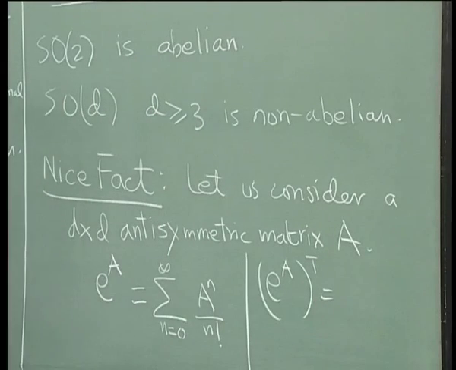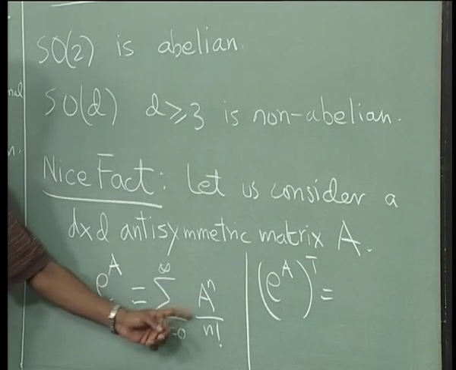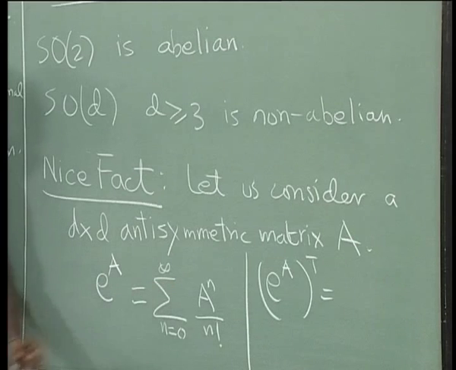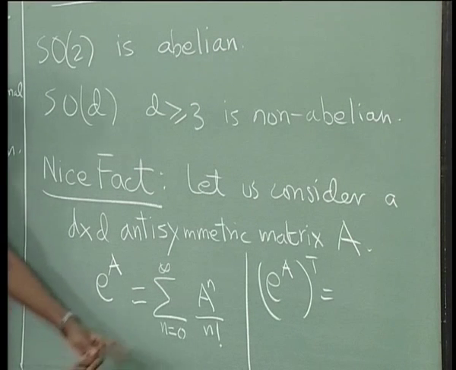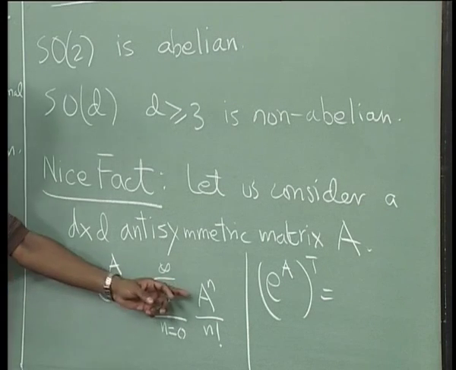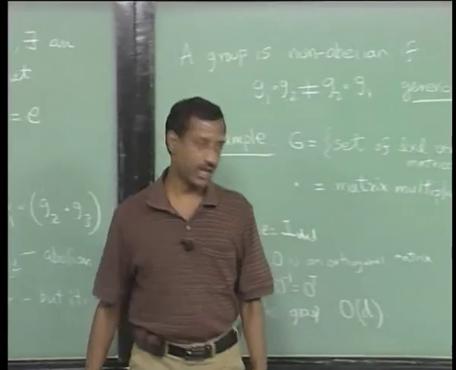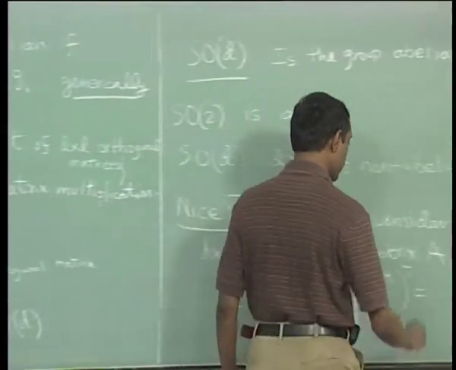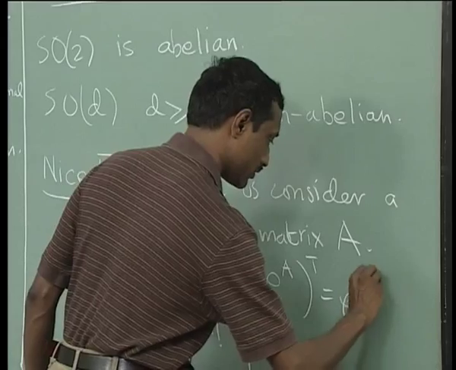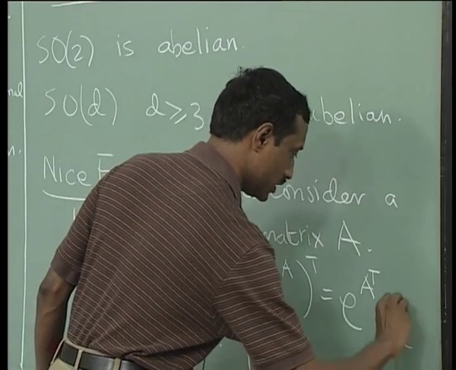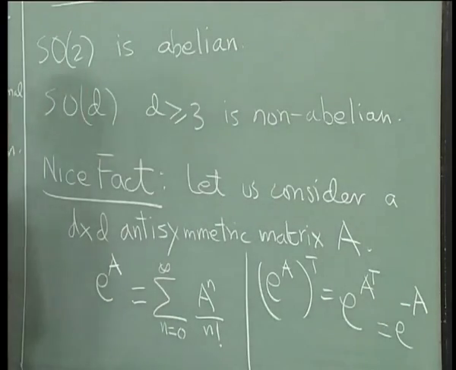But now comes the interesting thing: you go ahead and take the transpose of this object. It is an easy thing to show. Looking at the right hand side, it corresponds to taking the transpose of each of these terms, but since A is antisymmetric, A transpose is minus A. So, you can show that this is equal to e power A transpose, which is equal to e power minus A.